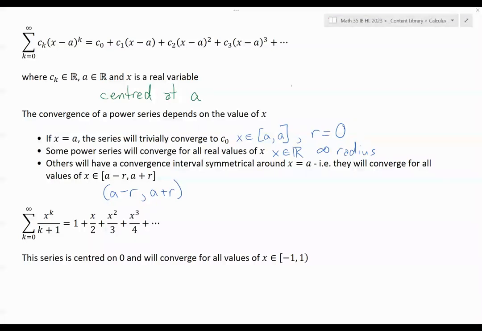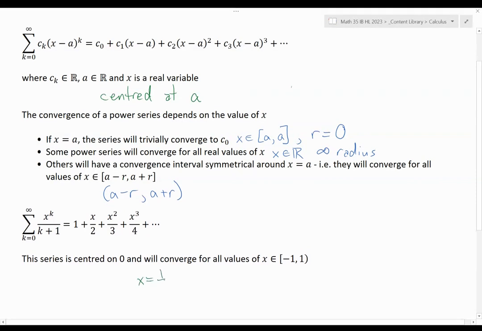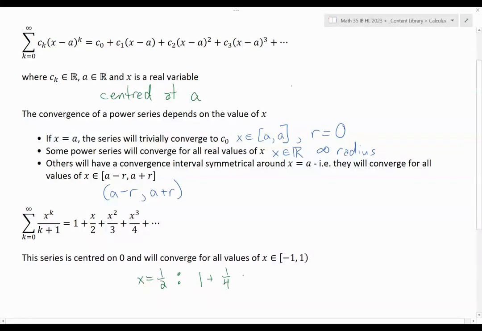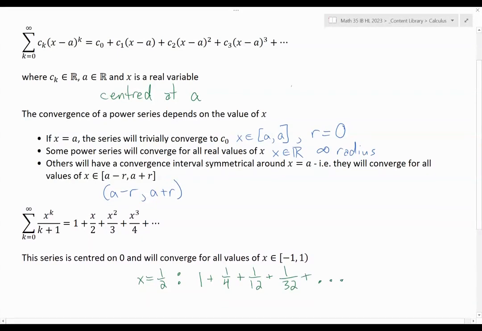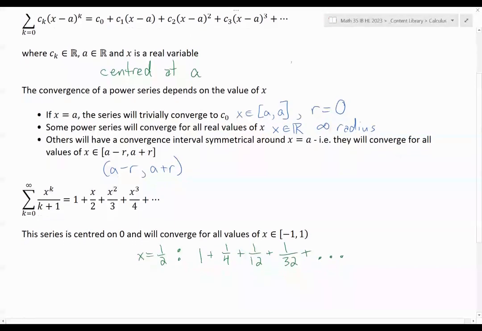If I think of values of x that are between -1 and 1, but not 0, let's say x is 1/2. If x equals 1/2, then what this series represents is 1 plus 1/4, because that's 1/2 divided by 2, plus 1/2 squared divided by 3, which is 1/12, plus 1/2 cubed divided by 4, which is 1/32, and so on and so on. This infinite series does converge. The proof of how it converges is beyond the scope of this course, but it does in fact converge, and therefore this is in the convergence interval.